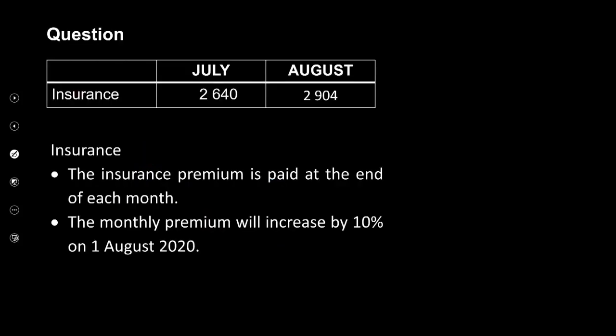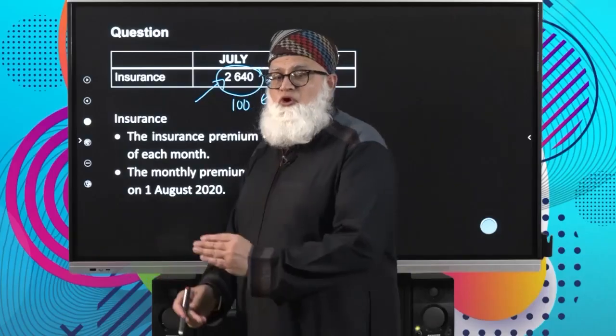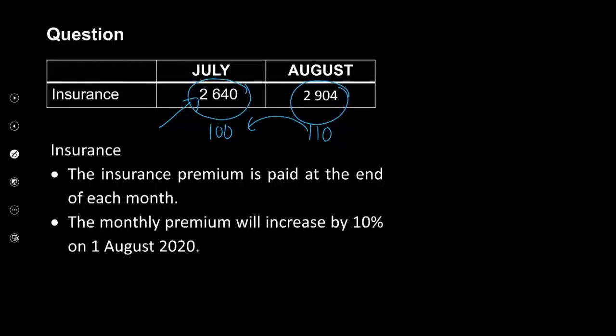Here we go. This is our final figure. 2640 was my answer based on the 2904. So in terms of percentages, this was your 110% and this was your 100%. As you can see, it increased by 10%. So that's how you go about doing a calculation where they give you the increased amount and you have to work out the amount prior to the increase.